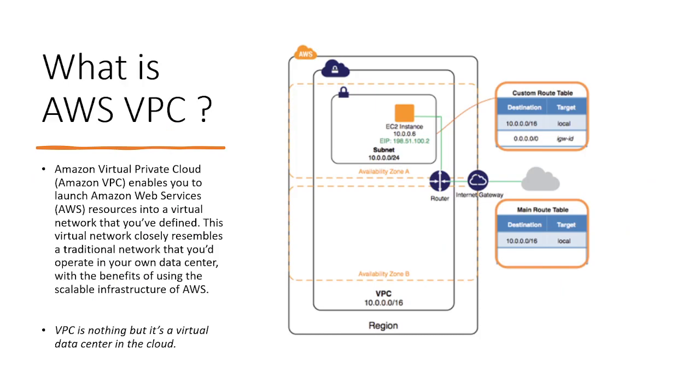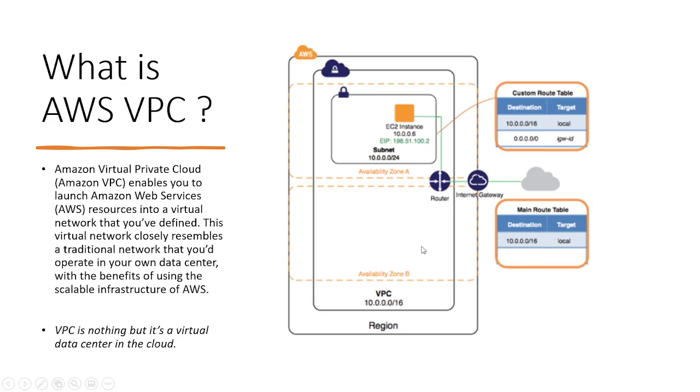What is AWS VPC? Virtual Private Cloud, Amazon VPC enables you to launch Amazon Web Services resources into a virtual network that you have defined. This virtual network closely resembles a traditional network that you would operate in your own data center with the benefits of the scalable infrastructure of AWS. So VPC is nothing but a virtual data center in the cloud. So that's a one-liner definition of VPC.